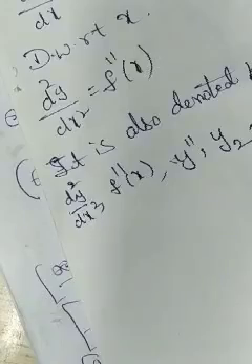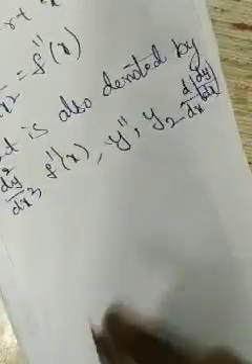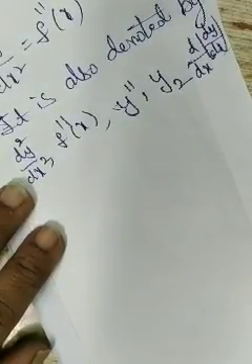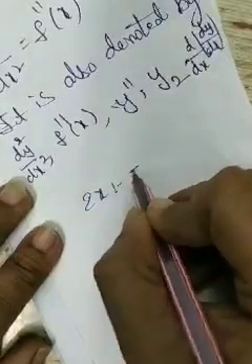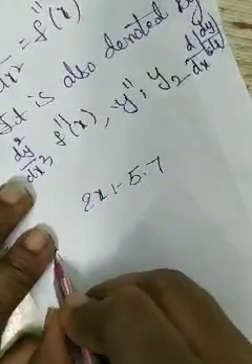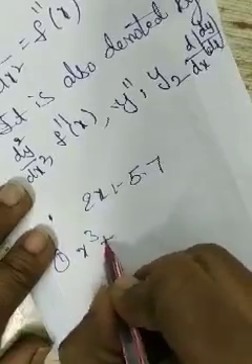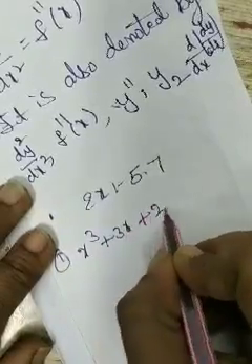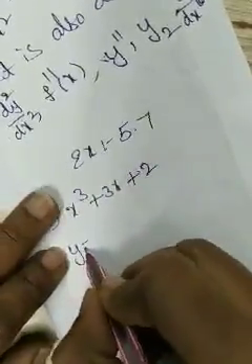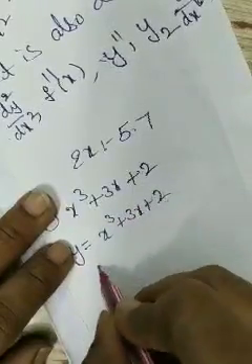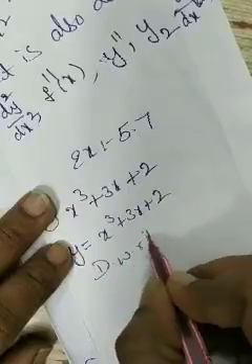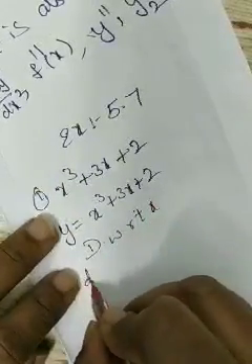Second order derivative is denoted by these forms. So take down the first problem, that is exercise 5.7. First one, x cube plus 3x plus 2. Take the given question as y is equal to x cube plus 3x plus 2. Differentiate it with respect to x.